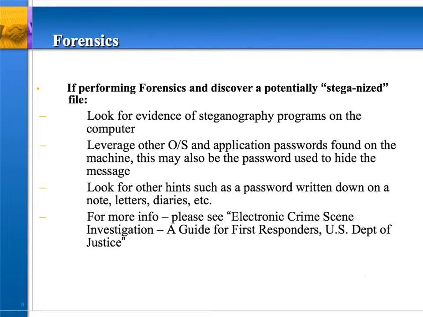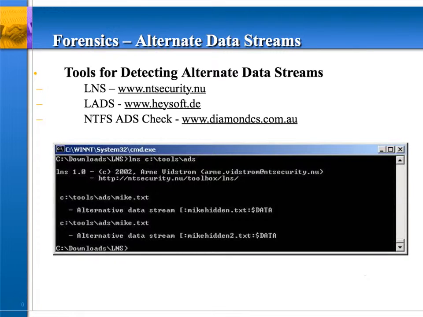Leverage other OS or application passwords found on the machine. This may also be the password used to hide the message or reveal the message. Look for other hints such as passwords written down on notes, diaries, letters. For more information, see Electronic Crime Scene Investigation, a guide for first responders, U.S. Department of Justice. Here are some alternative detecting routes.